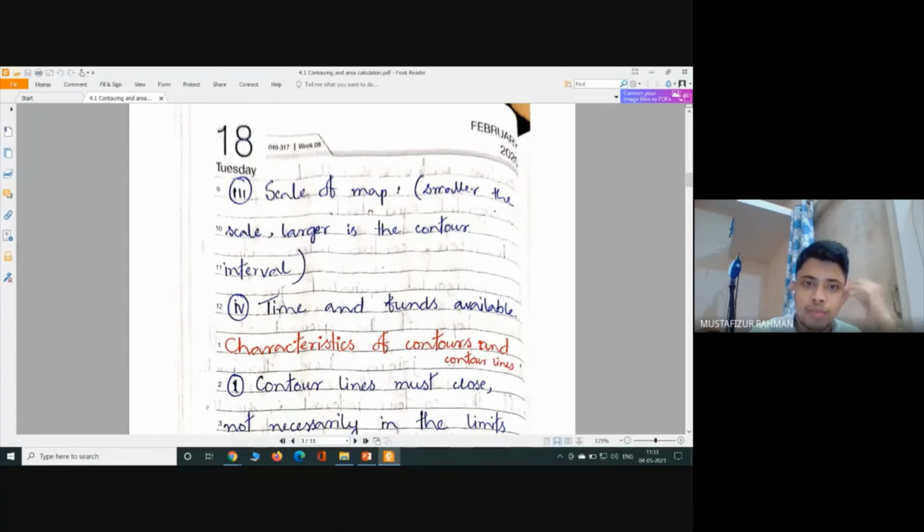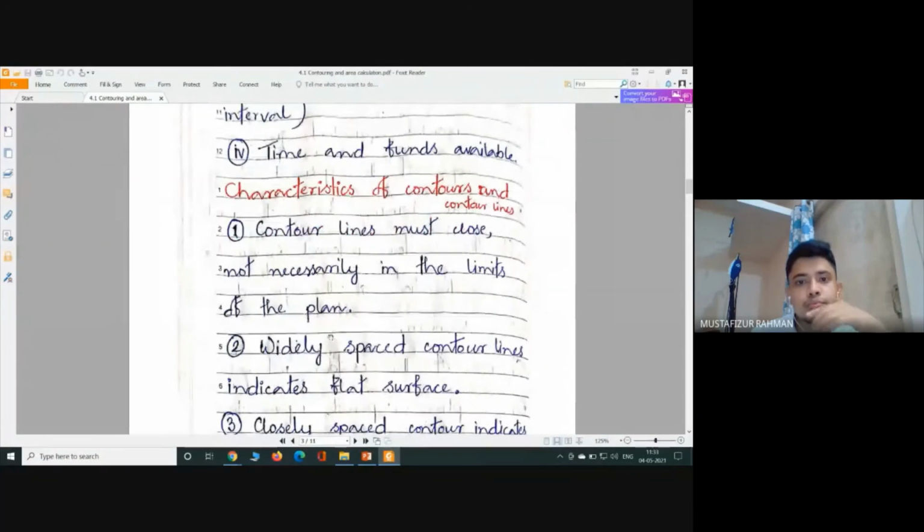Then scale of map, scale you already know, representative fraction. Smaller the scale, larger is the contour interval. Smaller scale means 1 is to 10,000, 1 is to 25,000. So if that scale is very small, the contour interval has to be larger so that we can draw it properly, right? Please go through this note.